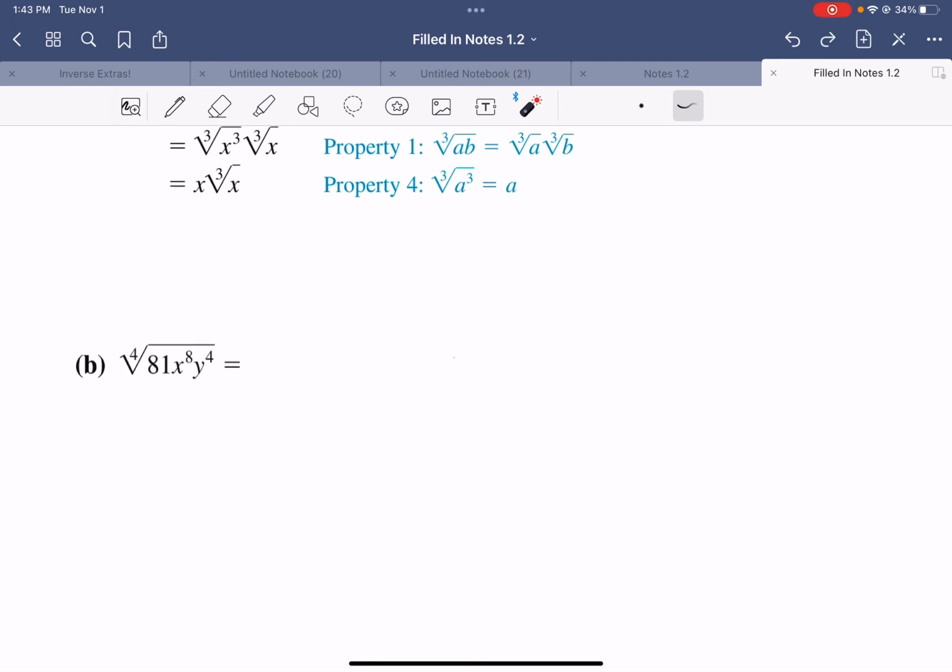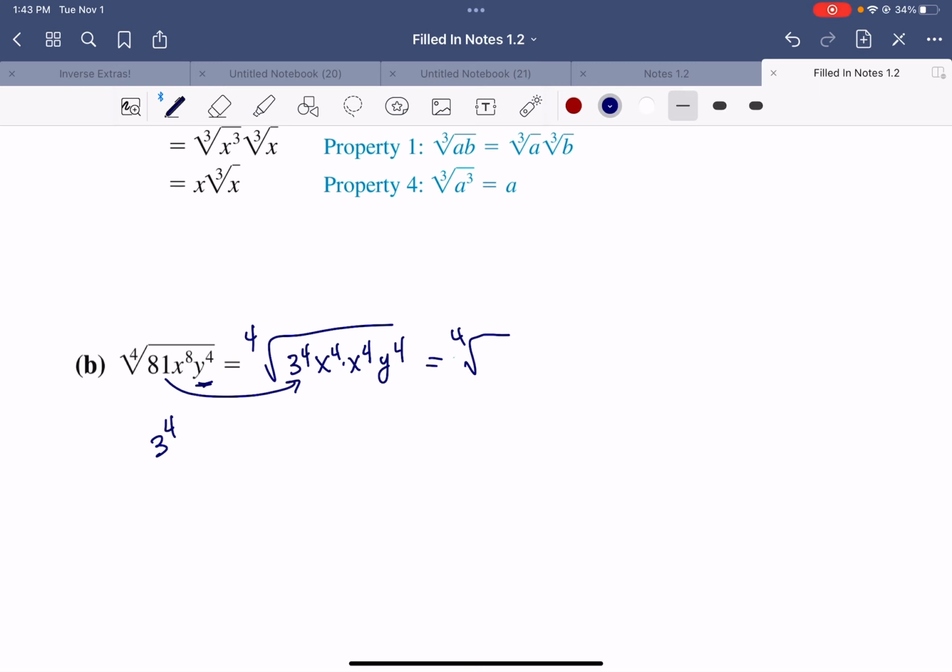So if you have 81 x to the 8th, y to the 4th, there's a lot of ways to do it. Here's a simple way to do it. Do you realize that 3 to the 4th is just 81, so that's how I rewrite that. X to the 8th is x to the 4th times x to the 4th. And then y to the 4th is just y to the 4th. And then we know that if you multiply things together and then take the root, you could actually just take the root and then multiply.